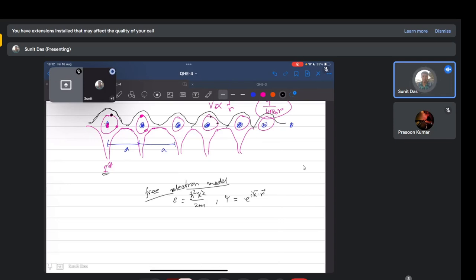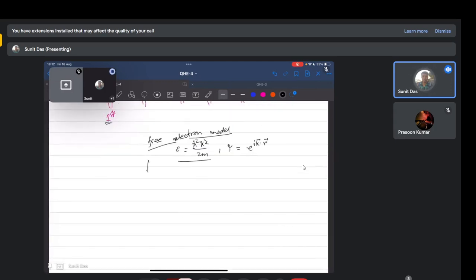It doesn't consider any kind of lattice potential. It just says that the electrons in metals, especially the valence electrons, are essentially free to roam around within the metal. So they are given by this free electron energy and wave function. So this free electron model doesn't account for the effect of the periodic potential.